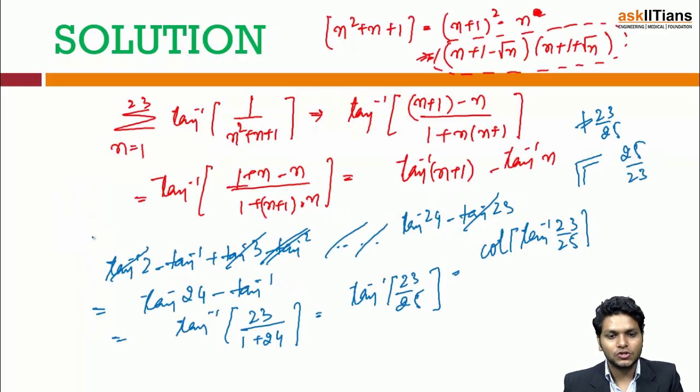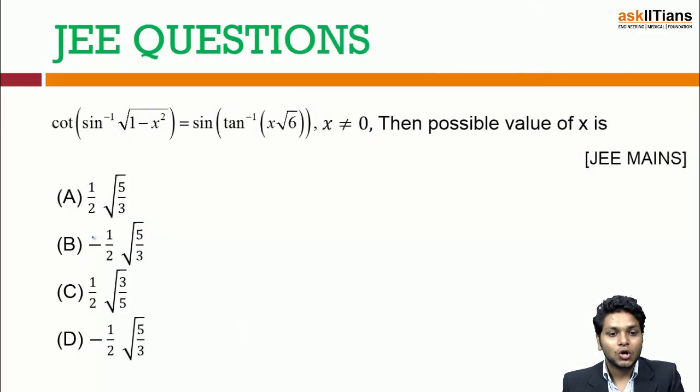Moving further, this was also a JEE Advanced question. Cot sine inverse 1 minus x square is equal to sine of tan inverse this and this. See, I really don't want to mess up cot, tan, sine simply in one question. So what will I do? I'll be judicious and intelligent enough to convert each and everything into a common value.